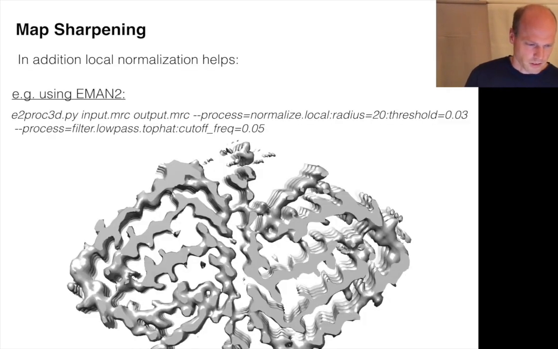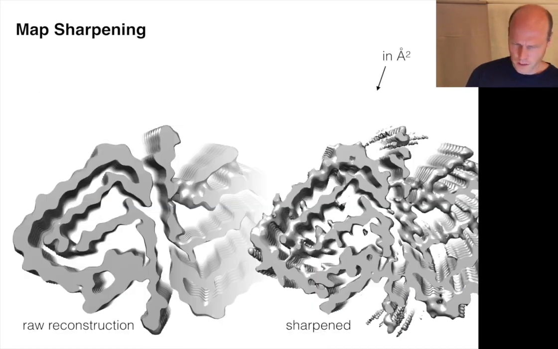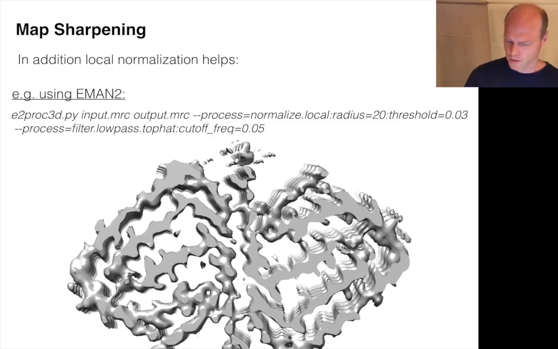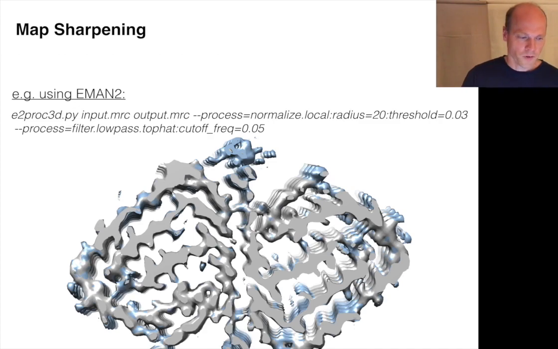Just as a side note, what we also do often is local normalization. This is, for example, implemented in EMAN. With this command, you can locally normalize your map, which also sometimes helps if different parts of your density map are not on the same level. So this is also a typical step that we do.